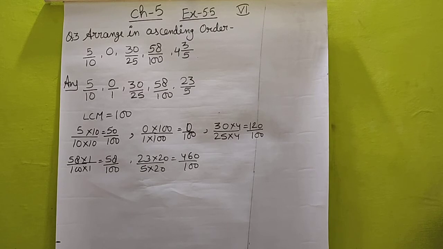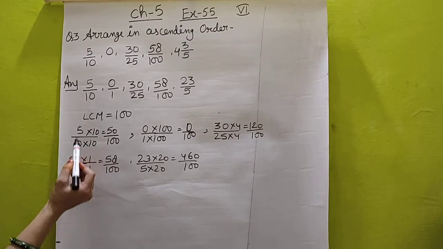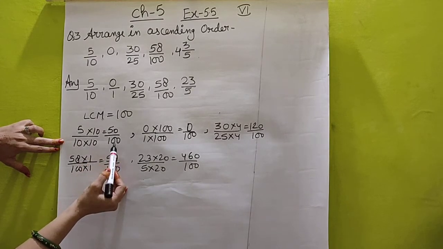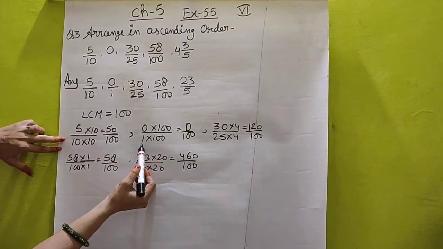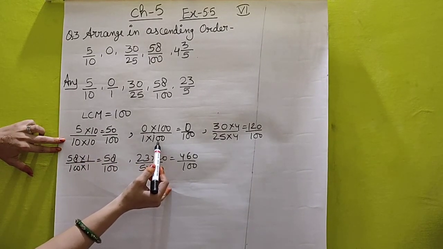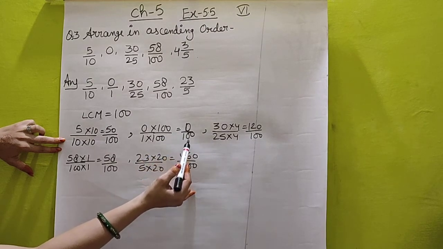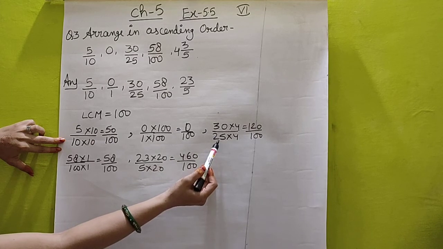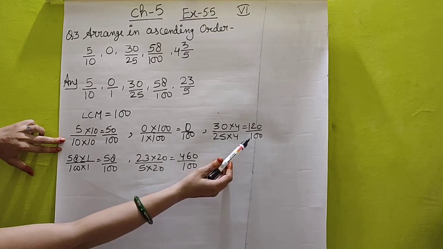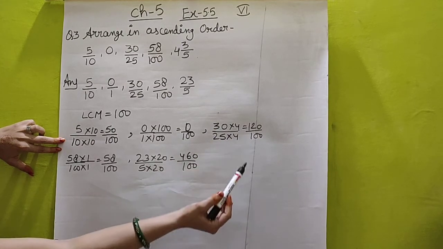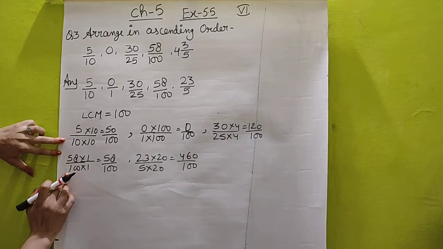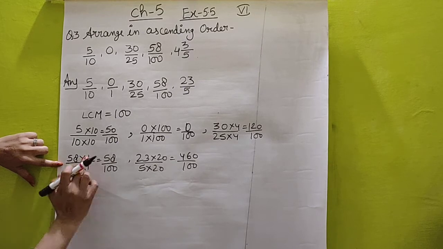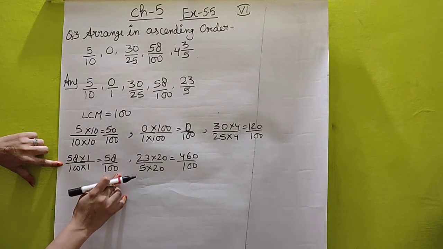Now students, here 5 upon 10 I have multiplied with 10 downside and upside. This is 50 upon 100. Now 0 upon 1 I have multiplied 100 with upside and downside. This is 0 upon 100. Now 30 upon 25, as you know, when I will multiply 25 with 4 it will be 100. Upside it will be 120. And here 58 upon 100 is already here, 100 is given. So I will multiply with 1 and it will remain same, 58 upon 100.